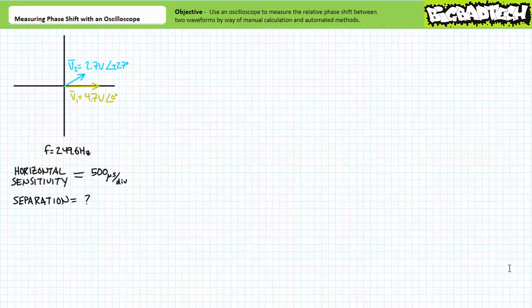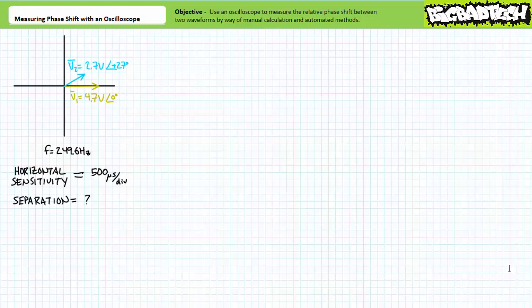If you truly understand the measurement of phase shift using an oscilloscope, you should be able to do this in reverse. Given this phasor diagram, valid at a frequency of 249.6 Hz, where V1 in yellow has a phasor equivalent of 4.7 volts at an angle of 0 degrees, and V2 in blue has a phasor equivalent of 2.7 volts at an angle of positive 27 degrees, determine by how many divisions they'll be separated when displayed on an oscilloscope with a horizontal sensitivity of 500 microseconds per division.